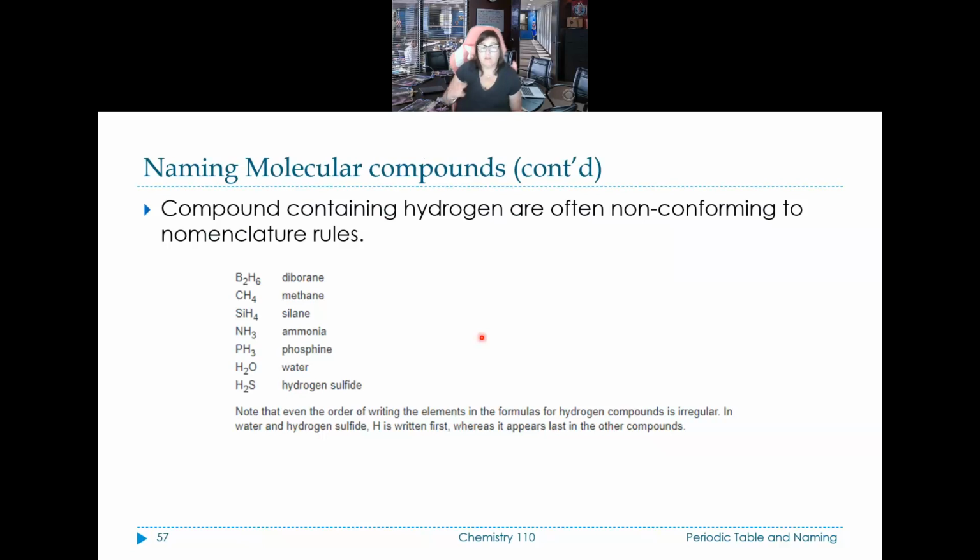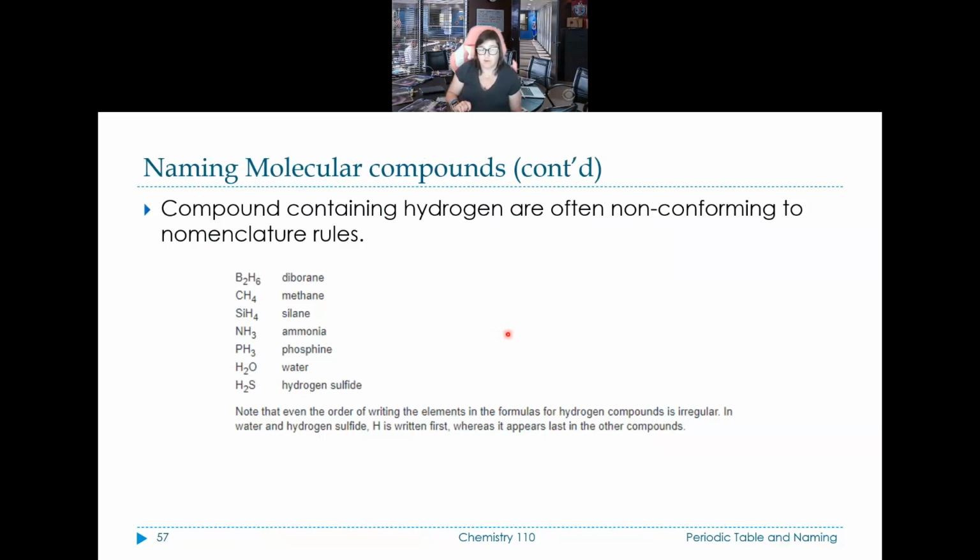We can talk about compounds containing hydrogen. They're often non-conforming to the normal nomenclature rules. So B2H6 is diborane. CH4 is methane. SiH4 is silane. NH3 is ammonia. PH3 is phosphine. H2O is water. H2S is hydrogen sulfide. Note that even the order of writing elements in these formulas for hydrogen compounds is irregular. Sometimes hydrogen's first, sometimes it's last. And that all depends on what we're doing, okay? So there are lots of weird things that can happen, and we need to be able to deal with how that works.